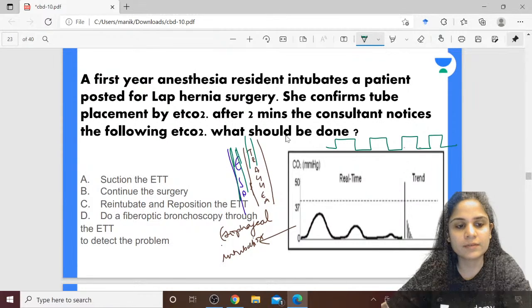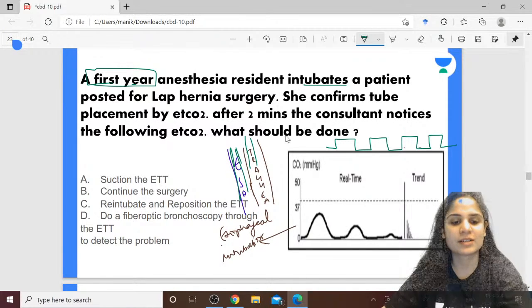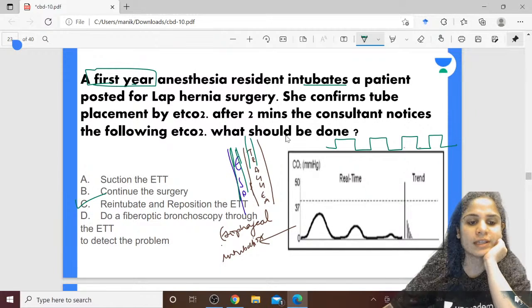So another way that you could have identified is, they are saying that she's a very junior resident and she is trying to intubate the patient. Okay, so obviously a little bit junior, she doesn't know how to intubate properly, that's why she must have put it in the esophagus. All right so what will you do? You will reintubate and reposition the endotracheal tube.